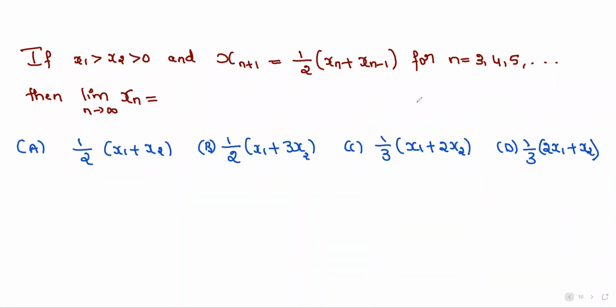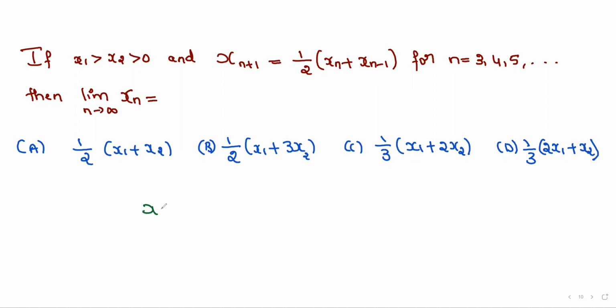Next question. If x1 is greater than x2, which is greater than 0, and there is a sequence which is defined as xn plus 1 equal to 1 by 2 of (xn plus xn minus 1) for each integer n, then the limit of that sequence as n tends to infinity is: option A, 1 by 2 of (x1 plus x2); option B, 1 by 2 of (x1 plus 3x2); option C, 1 by 3 of (x1 plus 2x2); option D, 1 by 3 of (2x1 plus x2).